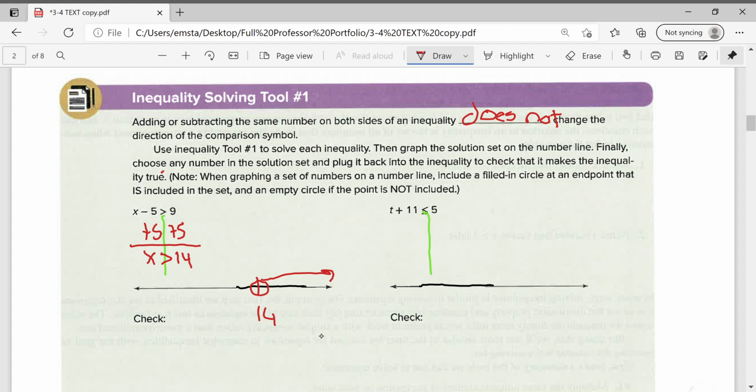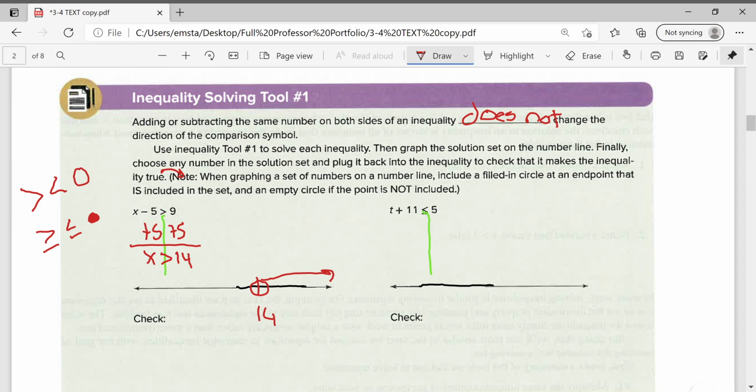This last note here describes the open and closed circle. If I have greater than or less than with no line under it, no equal part, that gives me an open circle on the graph. If I have greater than or equal to or less than or equal to, that gives me a closed circle on the graph. Values to the right are bigger, values to the left are smaller.